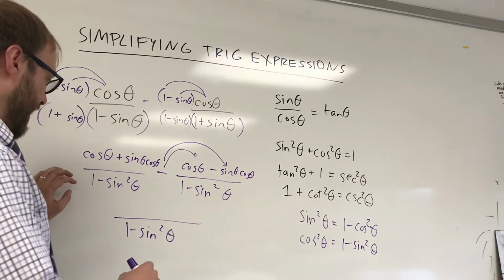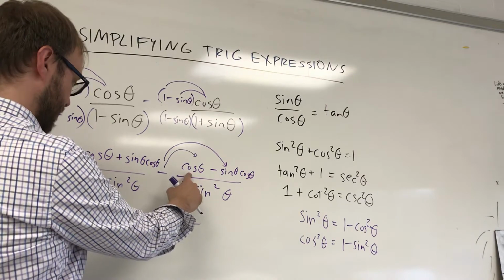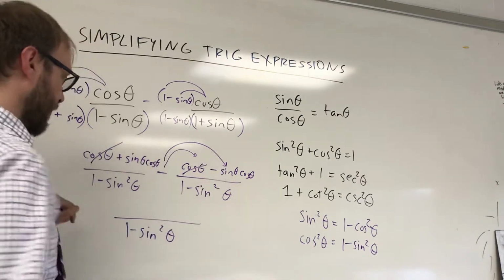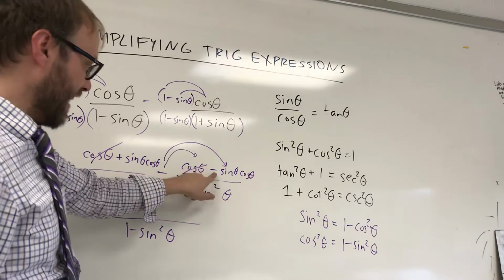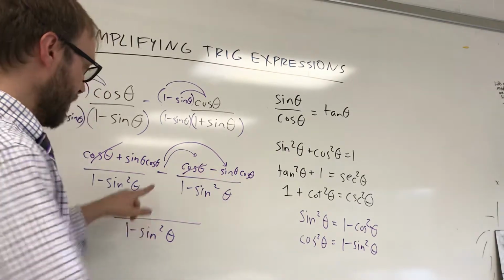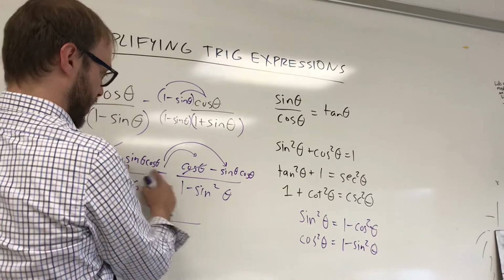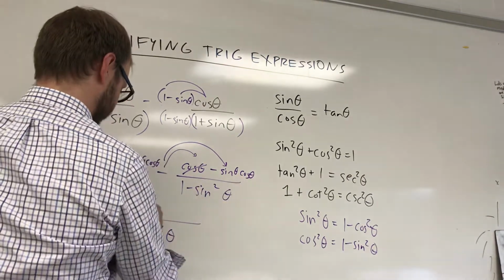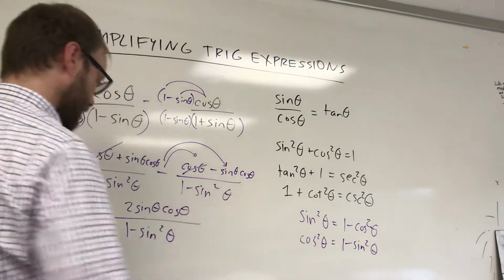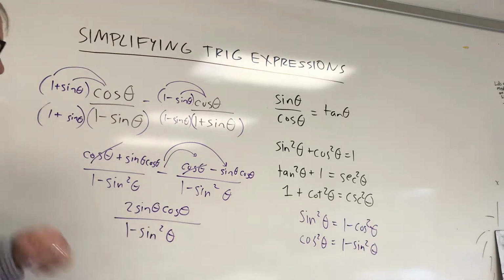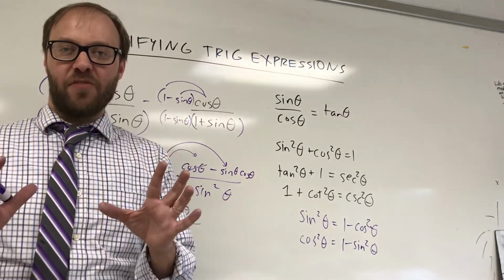So we're going to end up with cosine of theta minus cosine of theta. Those just go away. We've got a sine of theta, cosine of theta, minus negative sine of theta, cosine of theta. That's going to be the same thing. Minus and negative is the same thing as a plus. So I've got this plus the same thing. That's going to be 2 sine of theta, cosine of theta. Okay? And we got a 1 minus sine squared on the bottom. Remember I said most of these are going to simplify down to a single trig expression.